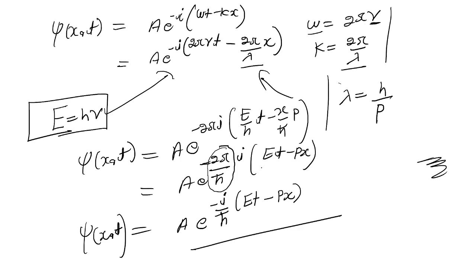On the basis of this wave function, we will derive the Schrodinger wave equation, which is the main and very important proof for the dual nature of a particle under quantum mechanics. So this is the final expression that we have to derive.